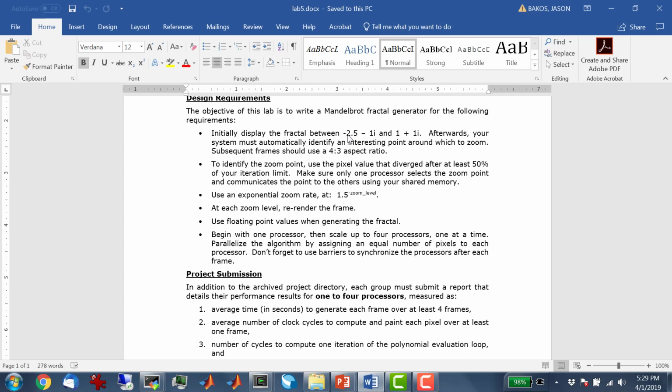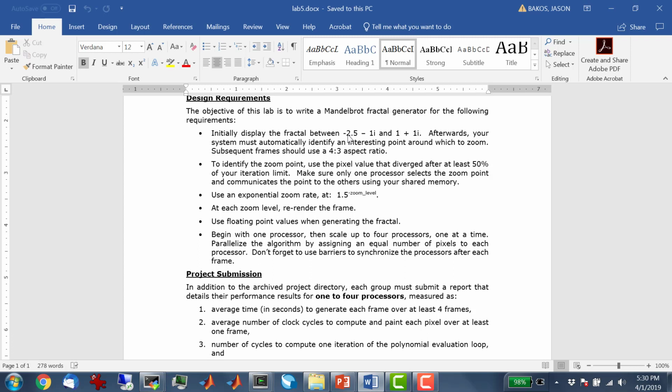Okay, so to identify the zoom point, use the pixel value that diverged after at least 50% of your iteration limit, but you have flexibility here. You can define this however you want. Like I said, you're looking for a pixel that's bright colored, right? So you don't want something that hit the iteration limit, and you don't want something that has a low iteration count. So find something that's high. I usually use 0.9, right? 90%. That's what I always did.